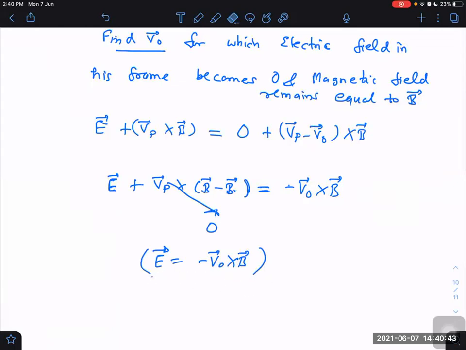We got this relation before, but that was in a different context. At that time, we were finding a situation where the net force becomes 0 and the particle keeps on moving in a straight line. That was a different context altogether. But anyway, the condition, this formula, comes out to be similar: E is equal to minus of VO cross B.